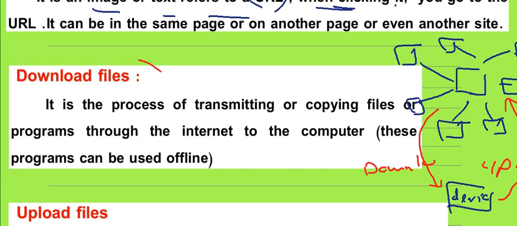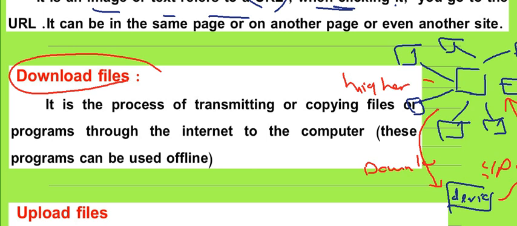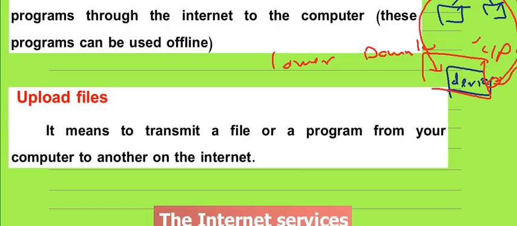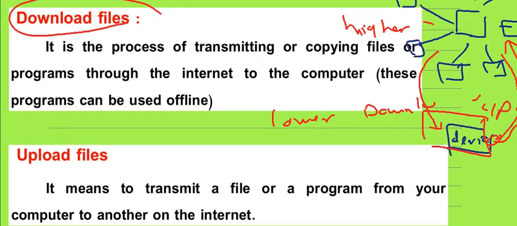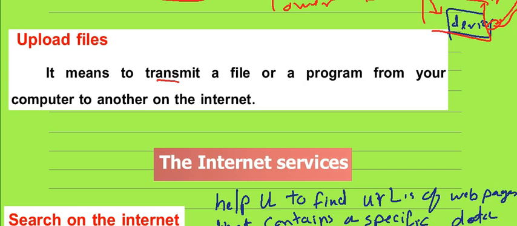To know this meaning, imagine the web or the internet at a higher level, and you with your device at a lower level. When you transfer data from your device to the internet, this is upload, and the reverse. You can read that. Download is a process of transmitting or copying files or programs through the internet to the computer, to use it offline. Upload means transmitting files or programs from your computer to another on the internet.